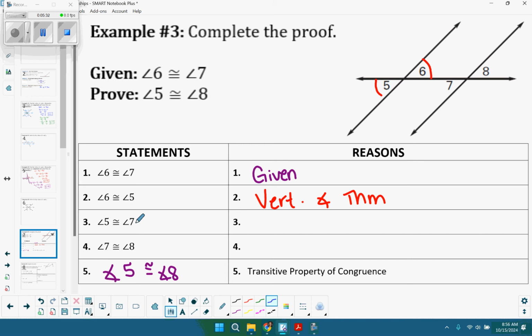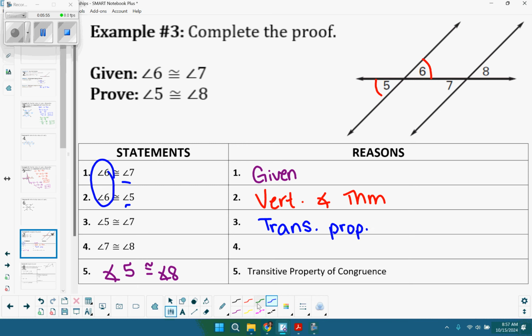Now I have 5 is congruent to 7. And 5 and 7 are not vertical angles. But if I look at the steps above, 5 was congruent to 6, and 7 was congruent to 6. So linking together the same, we could say the remainders are congruent. So angle 5 is congruent to angle 7, and that would be the transitive property.